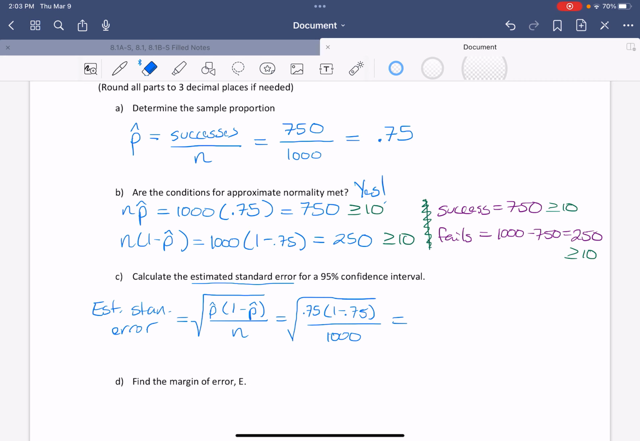From here, it's calculator. Let me double check that I did it correctly in my calculator. Okay, square root, fraction, 0.75 times 1 minus 0.75 all over 1,000. If you want to make sure you round correctly, because you're going to use the rounded result moving forward, that's 0.014. Cool.